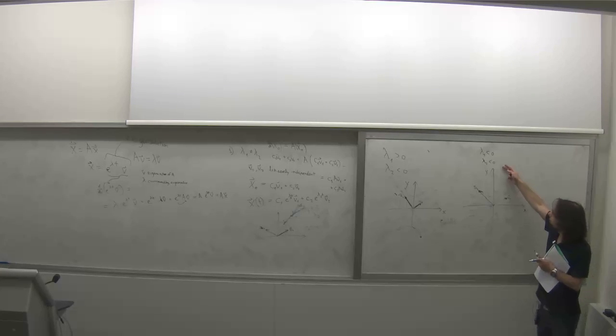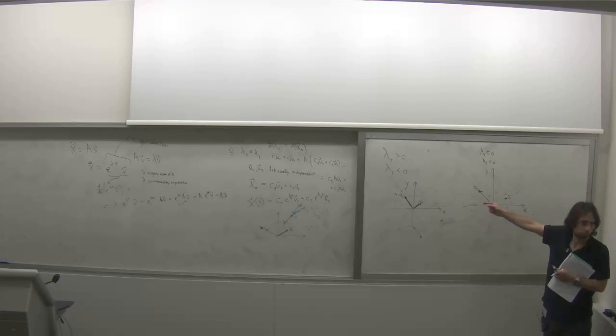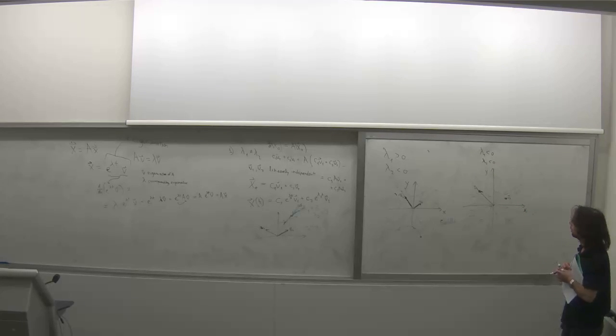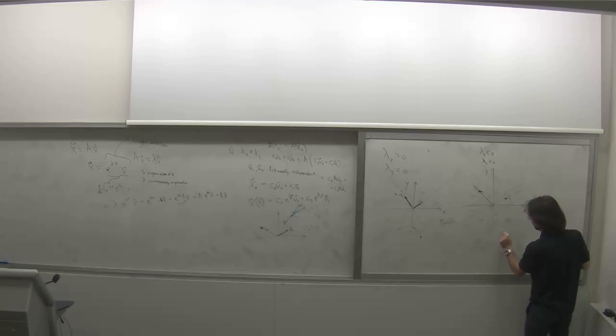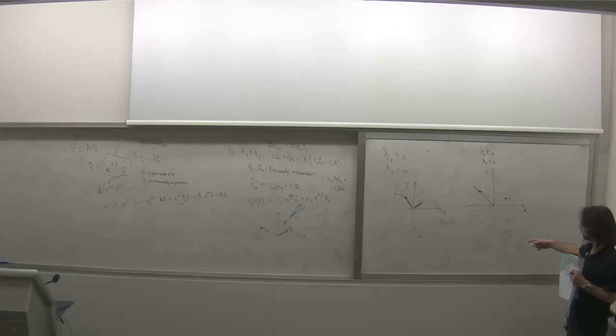Okay, and if both of them are positive, then we have all the arrows pointing in the other direction. So this is a stable node. Could be a star if they are both equal. And the complementary case is the unstable node. I won't draw it because we want to move on.